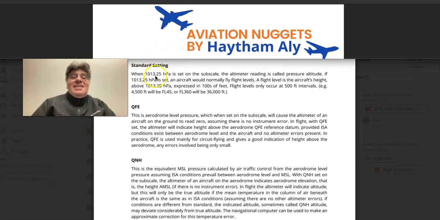which is 1013. Now the altimeter can show us what is called the flight level, related to pressure altitude. So the standard setting, QFE, and QNH may be differentiated as follows: standard setting is related to pressure altitude, QFE is related to height, and QNH is related to altitude. QNH related to altitude, everybody. So all of these three are related to pressure altimeters.